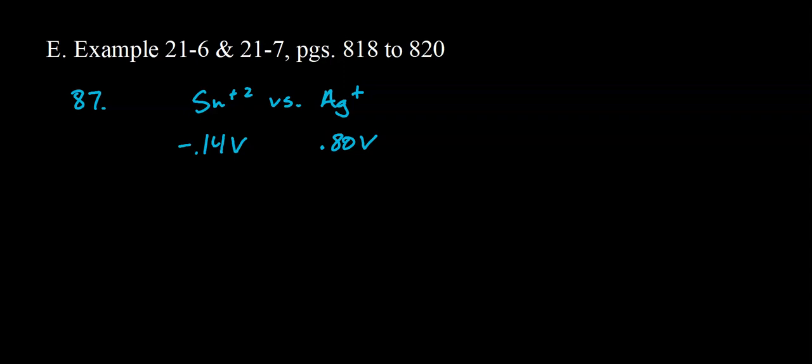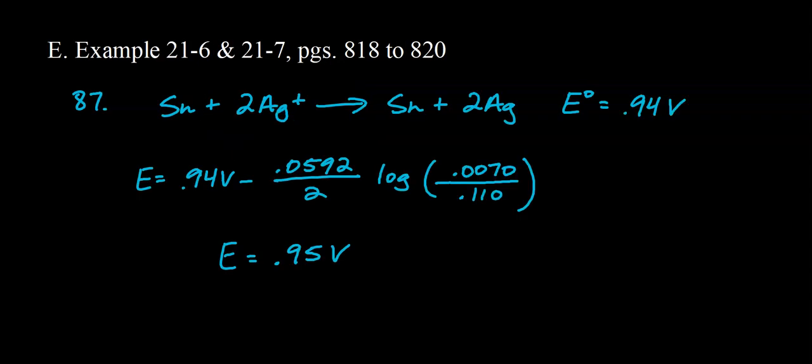So again, write the balanced redox equation for the reaction, calculate the standard potential difference first, using values straight from the table, and then apply the Nernst equation with the concentrations given to you in the problem to find the non-standard potential. Go ahead and pause the video and do that now. All right, so here's our setup. We have a balanced equation here, the standard potential difference, 0.94 volts.